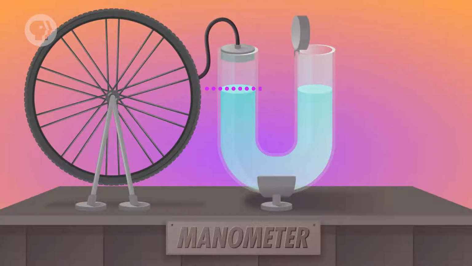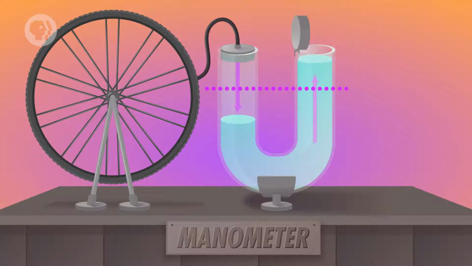A manometer is just a U-shaped tube with a fluid inside. Say you wanted to use one to measure the pressure of a bike tyre. You'd stick one side of the tube in the tyre, leaving the other side open to the atmosphere. If there's a difference in the pressure on each side of the manometer, whichever side has the higher pressure will push the fluid away from it, creating a difference in the height of the fluid on either side of the U. In this case, the inside of the bike tyre has a much higher pressure than the atmosphere, so the level of the fluid on the side of the U that's closer to the tyre will be lower.